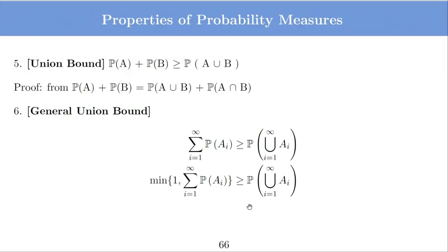Right, now we come to the fifth property, which we call the union bound. This means that for any sets A and B, probability of A plus probability of B should be greater than or equal to probability of A union B. Okay, and this directly follows from the previous property, where we have shown that probability of A plus probability of B is equal to probability of A union B plus probability of A intersection B. Right. So if you use this, you can say that probability of A intersection B would be greater than or equal to 0.